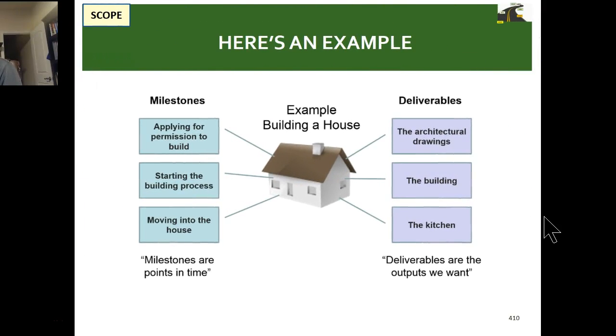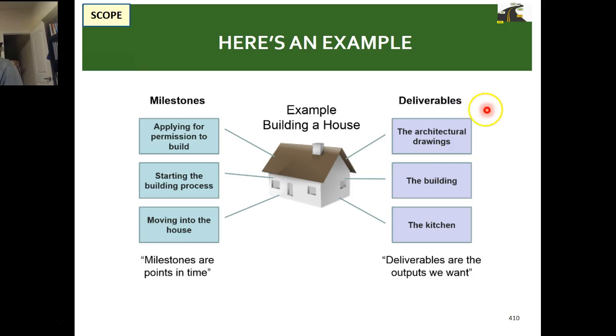So here's an example in terms of deliverables and milestones. Remember, milestones are very, very critical in your project plan. So if you're building a house, there are key milestones that you achieve, which are applying for permission to build, starting the building process, and moving into the house. They relate to points in time.